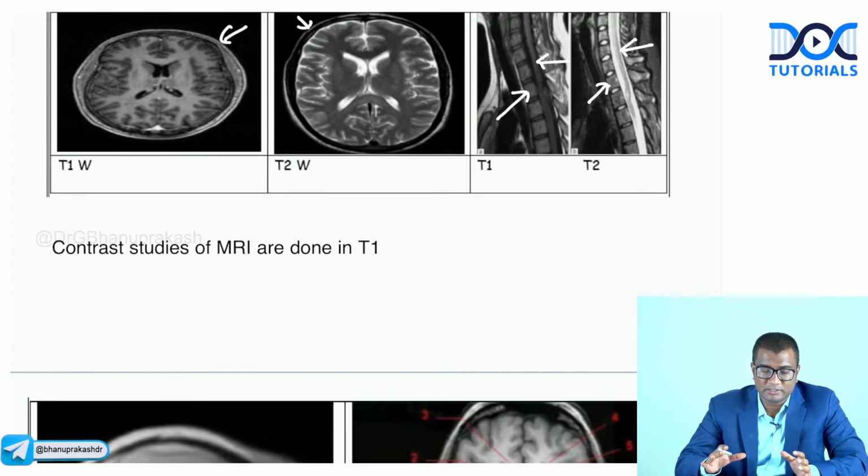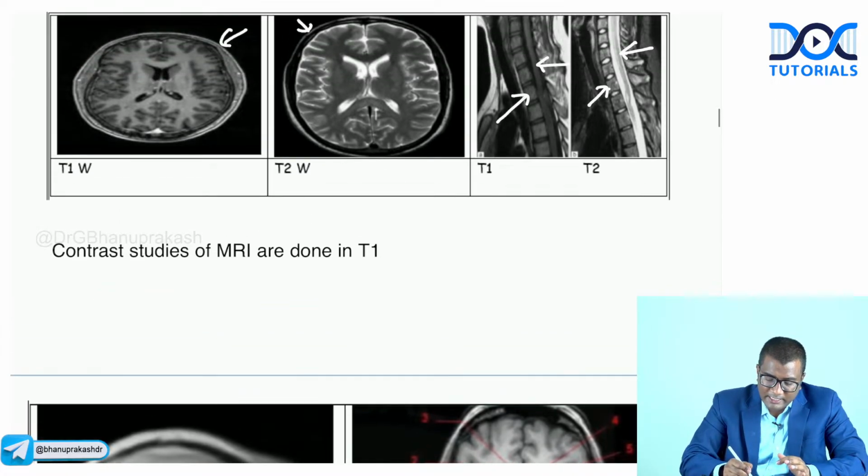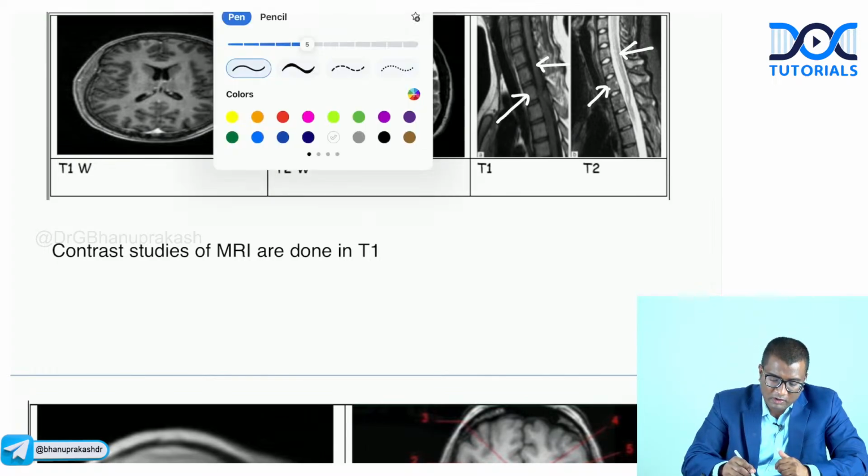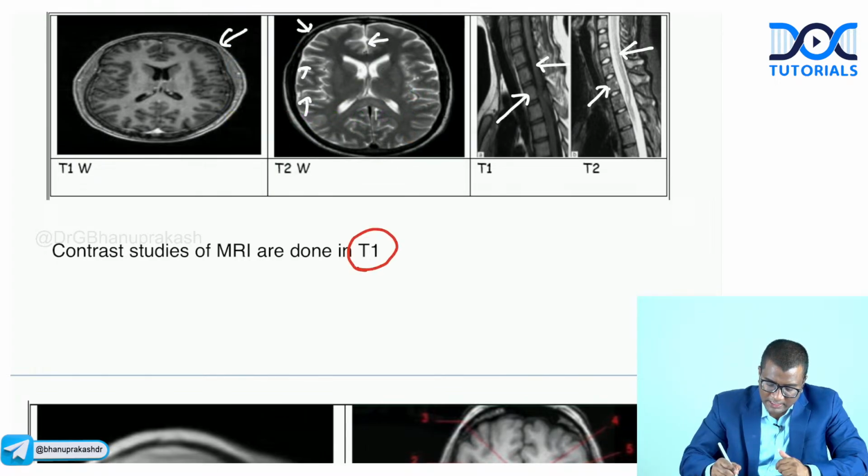So I hope you can manage these differences. Because already on a T2, the sulcal spaces, the interhemispheric area, everything is white. If you give gadolinium contrast, you cannot identify it in the vessels because everything is already white. So that is the reason for contrast studies of MRI, we go for T1 weighted imaging.